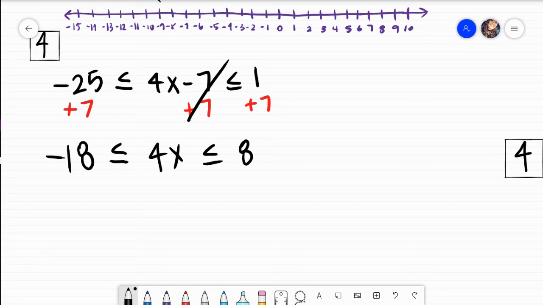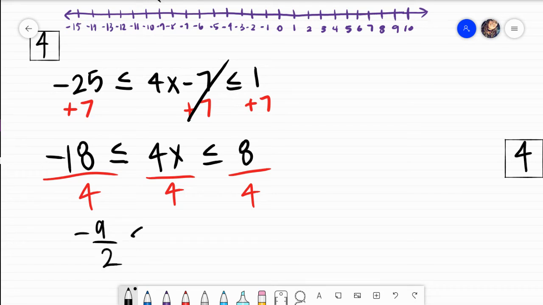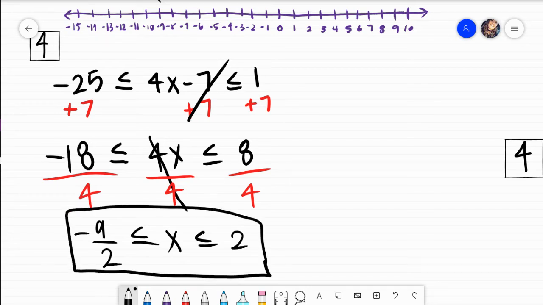Okay, so now I notice that my x is being multiplied by 4. You need to do the opposite of multiplication, which is division. Whatever you do right here in the middle, you need to do on both sides, keeping everything balanced. -18 over 4. I could divide both of those by 2, and I would get a -9 over 2. Less than or equal to, cancel, I just have x. Less than or equal to 8 divided by 4 is 2. So this is my inequality.